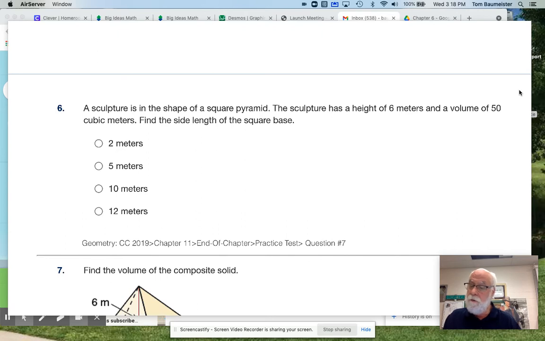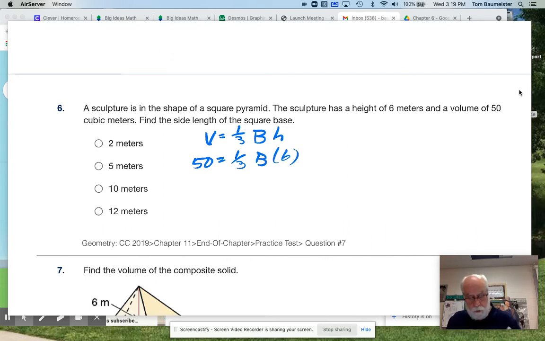So on this here, remember, the volume of a pyramid is equal to 1/3 the area of the base times the height. Okay? So on this one here, we're going to have 50 is equal to 1/3. We don't know what B is, but we know that the height is 6. All right? So if you want to think of it this way, let's go ahead and simplify this one. So 6 divided by 3 is 2. So we'll have 50 is equal to 2 times B.